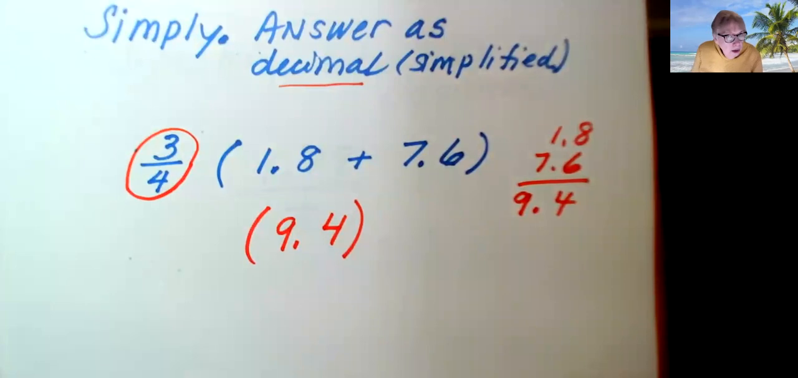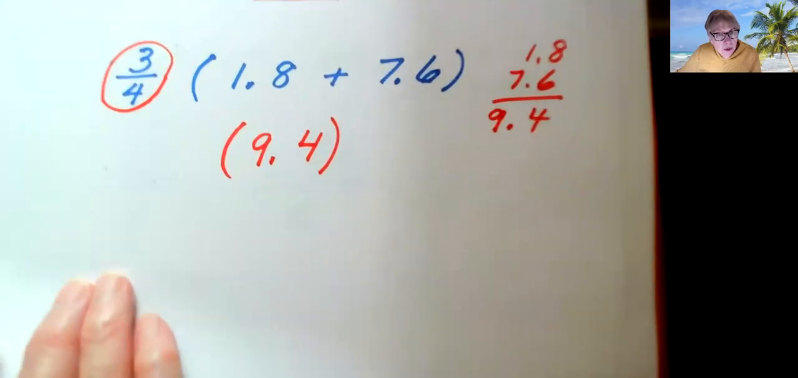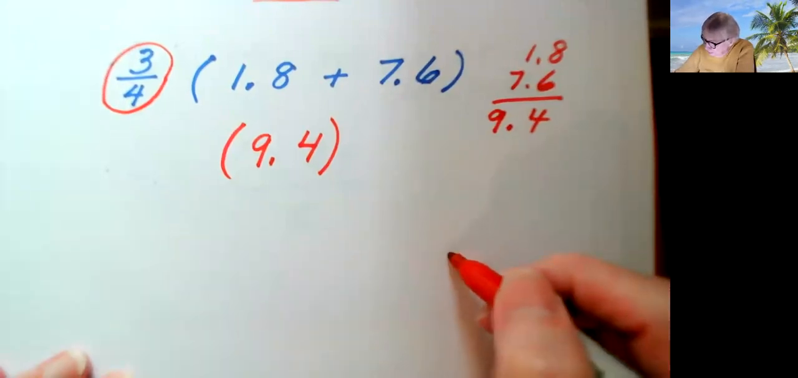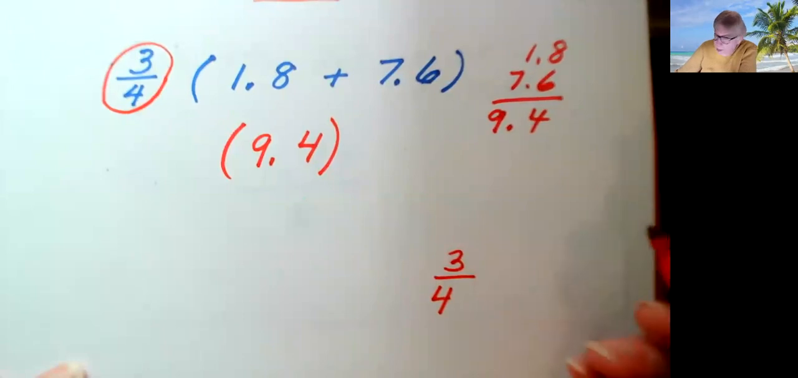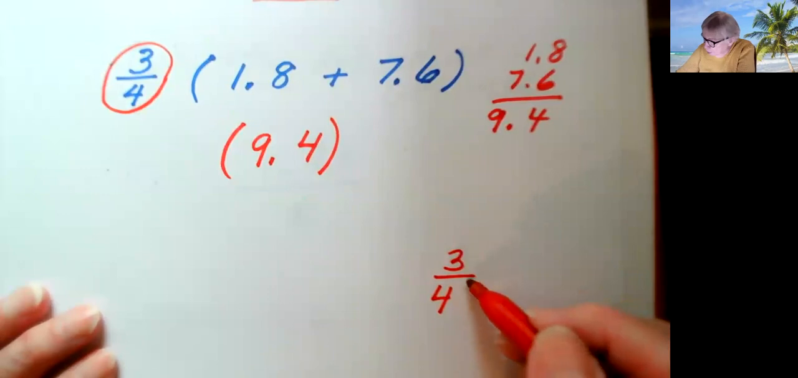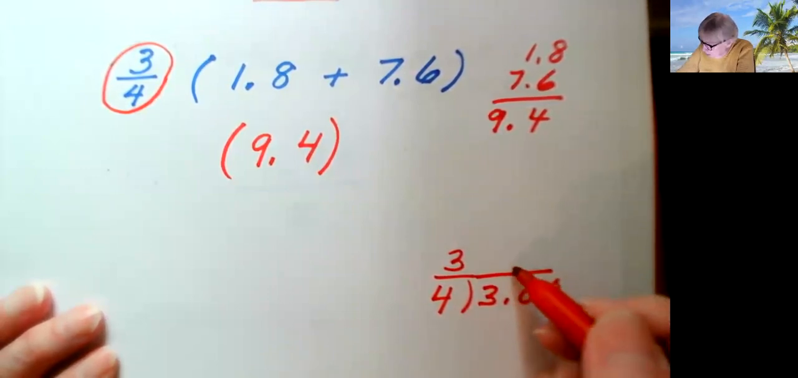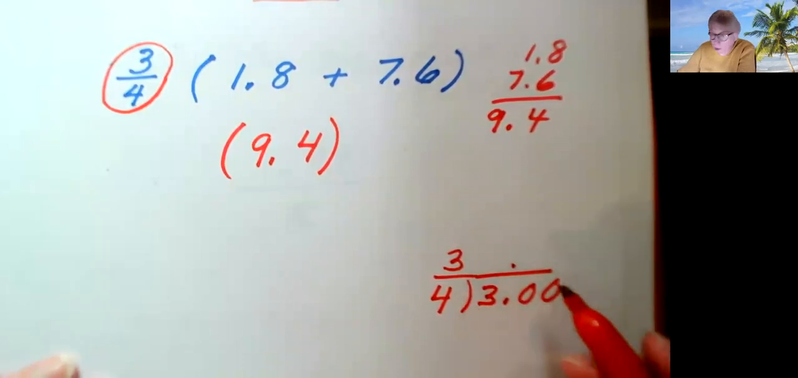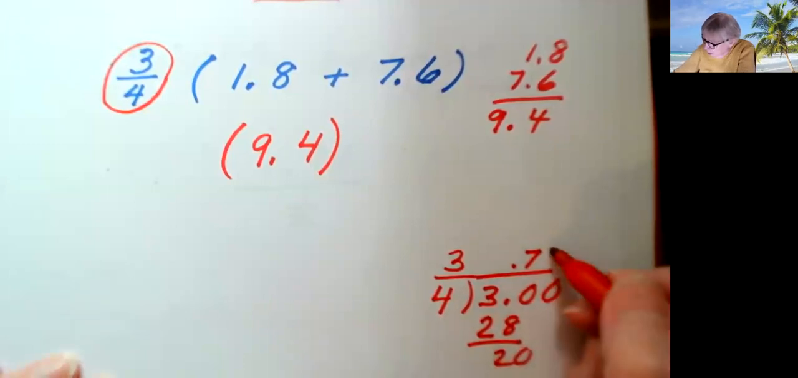So you may know that the decimal version of 3/4, in fact, the ones that you know fairly well, you don't have to do. But let's say you didn't know this one. This is 3 divided by 4. The decimal comes up. 4 into 30 is 7. And 4 into 20 is 5.